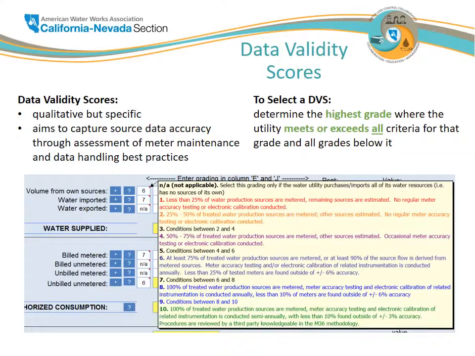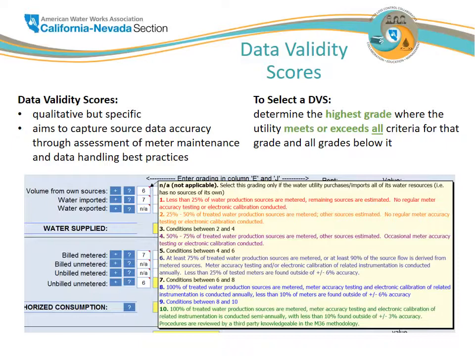So what is a data validity score? Data validity scores are a number, 1 through 10, that aims to qualify the data source quality behind the volumetric input that you've added to the software. It's very specific in nature, but it generally describes how reliable the data source is and how best you adhere to best industry practices on data maintenance or meter maintenance, those kinds of things.